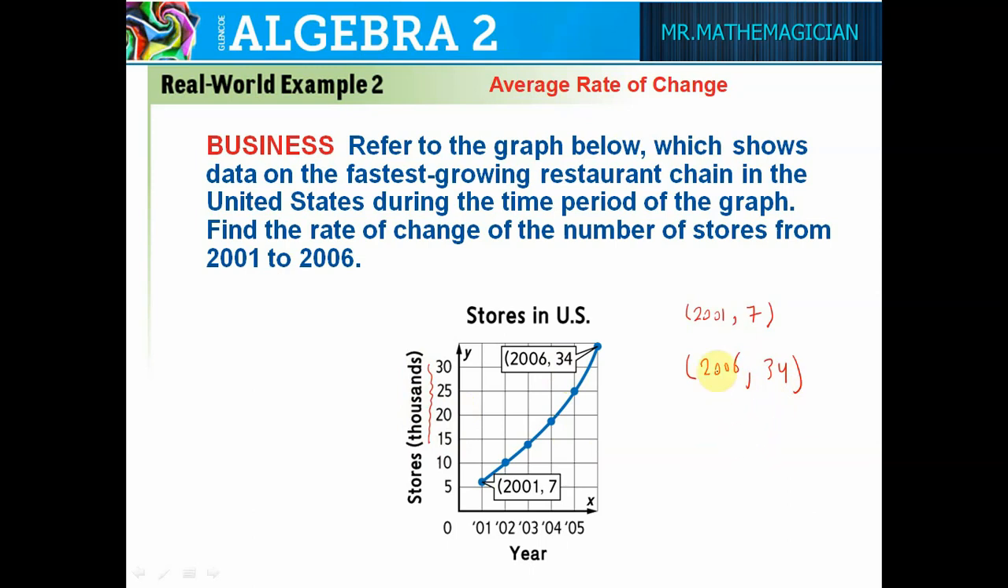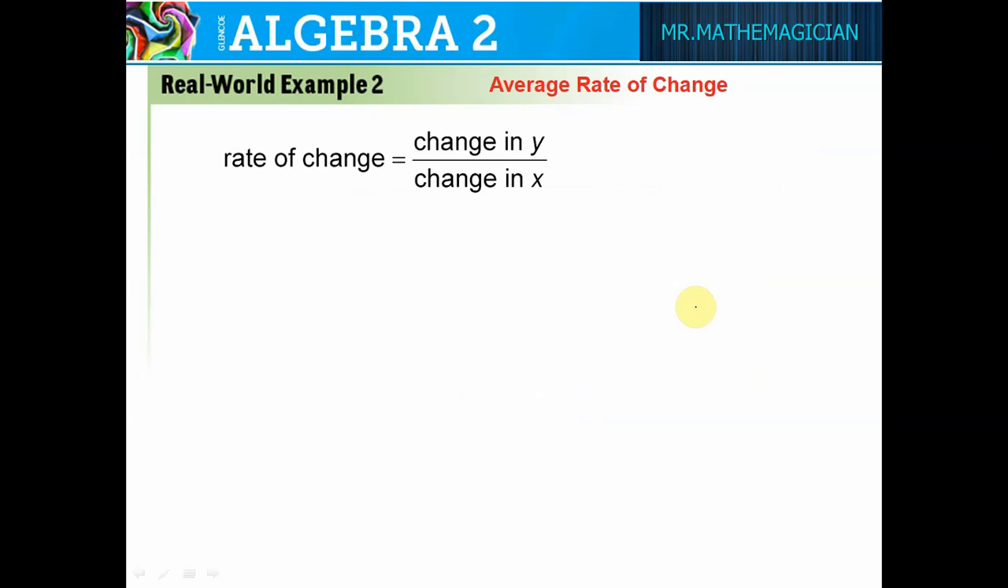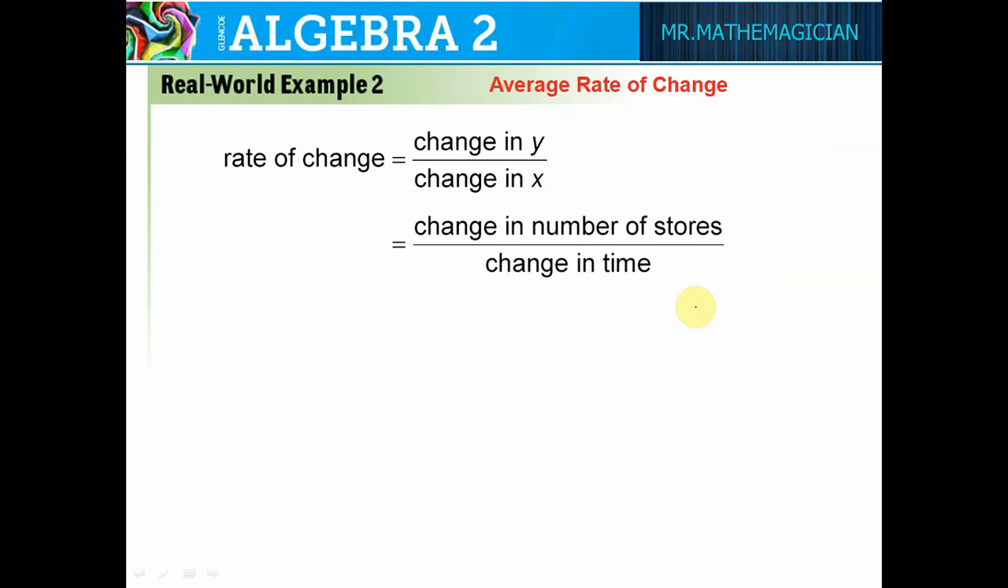So following the same rule, we are going to make change of y over change of x, knowing that time is x and number of restaurants will be y. Change in y means change in number of stores. Change in x will be change in time. So whenever we have time, we will consider it as x and we put it in the denominator. Change in number of stores over change in time. So 34 minus 7 over 2006 minus 2001.